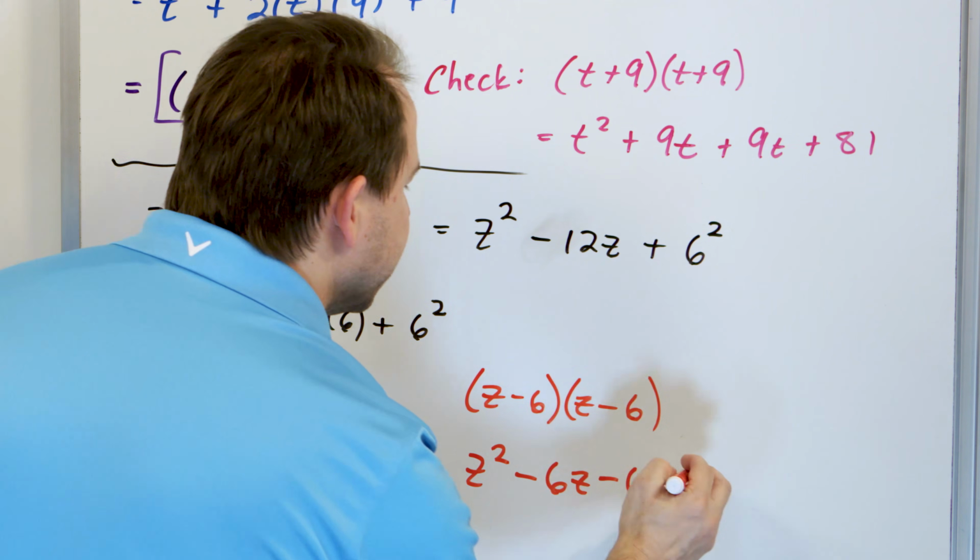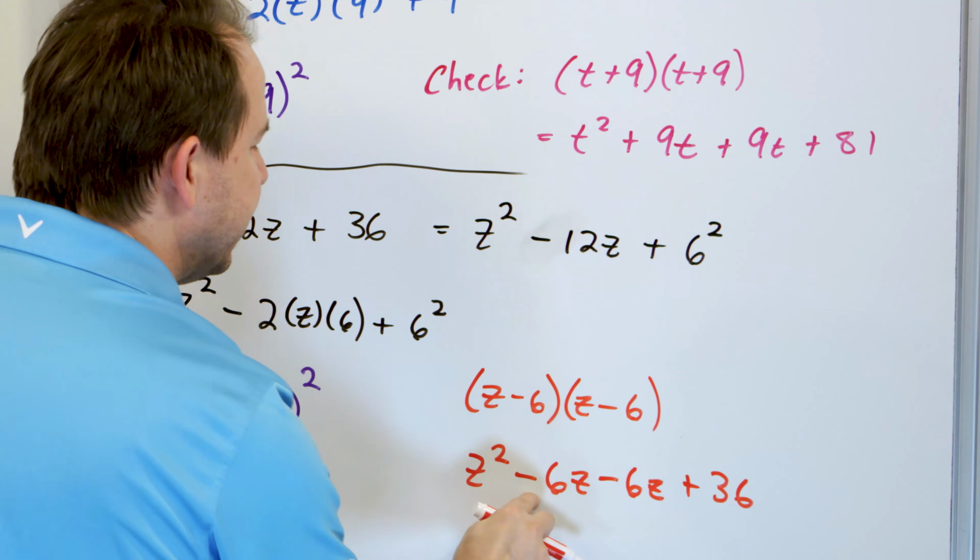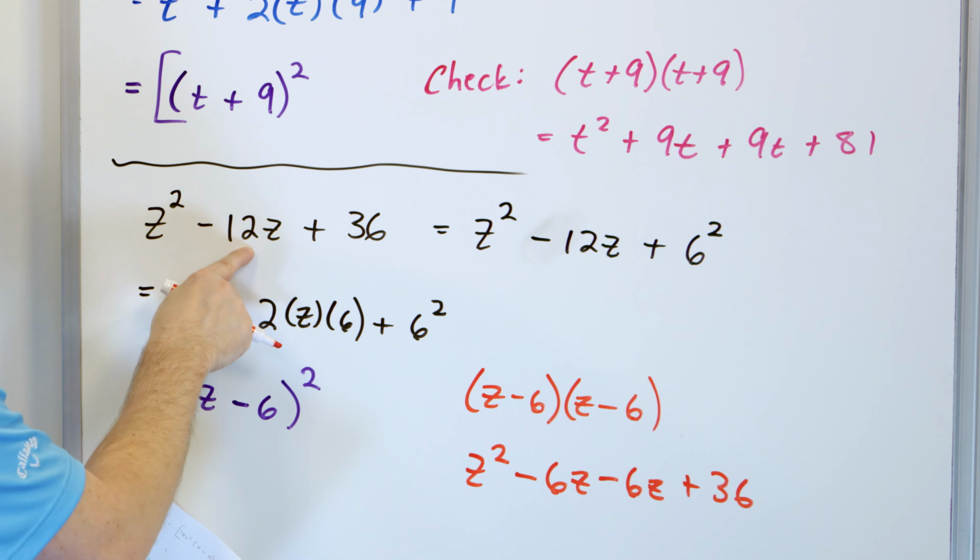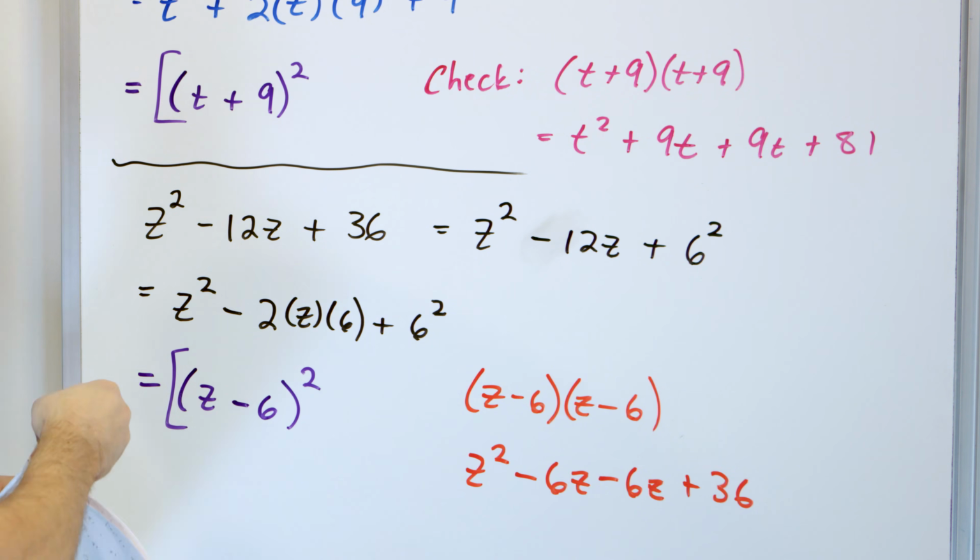And then negative 6 times negative 6 is positive 36. You can see these will add to give us negative 12z, which means that my answer is correct because everything else matches what the problem is.